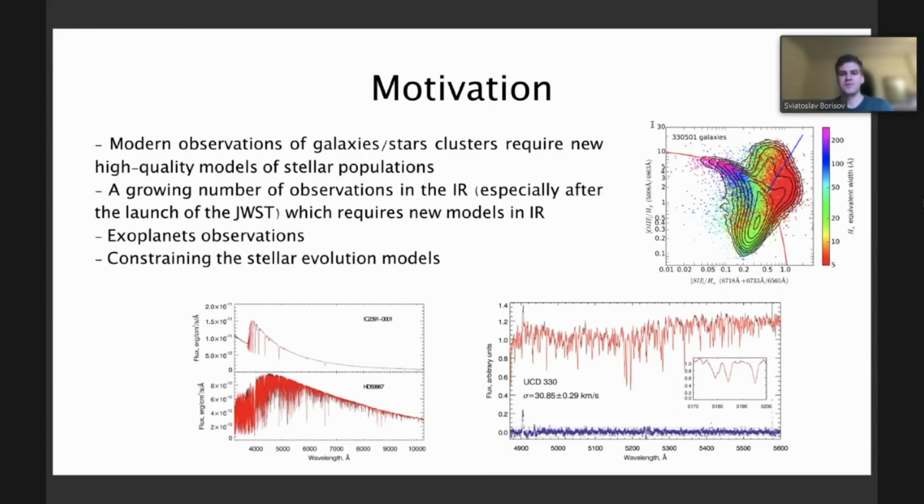The main motivation for doing this is that we want to model stellar populations, galaxies, star clusters, etc. It is especially important to do this in the infrared range because the number of observations is growing in this range, and I believe that after the launch of the James Webb Space Telescope it will start growing even more rapidly. Also, we need stellar spectra for some exoplanet science and for constraining the stellar evolution models.